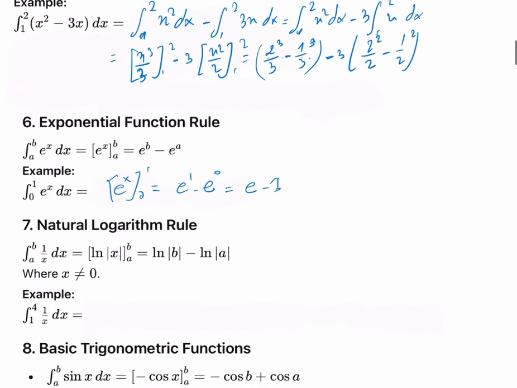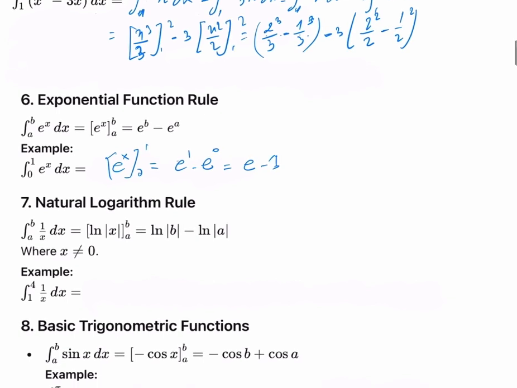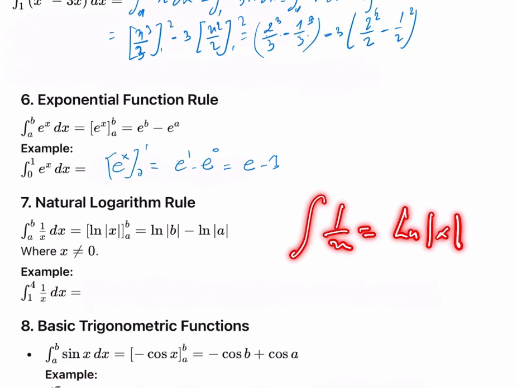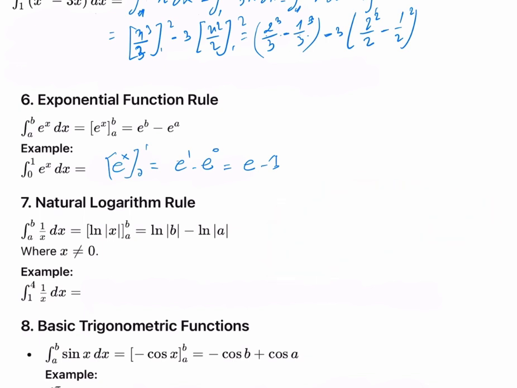For the natural logs, same thing, very easy. The only thing you should remember is that the integral of 1 over x is the log of the absolute value of x, plus a constant c. That's the only thing you need to remember. So for our example, the integral of 1 over x over the interval a to b will be the log of the absolute value of b minus the log of the absolute value of a.